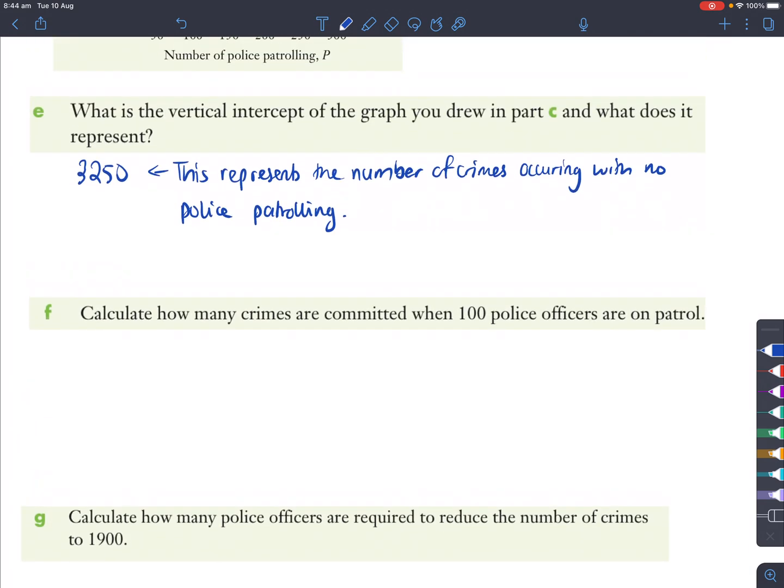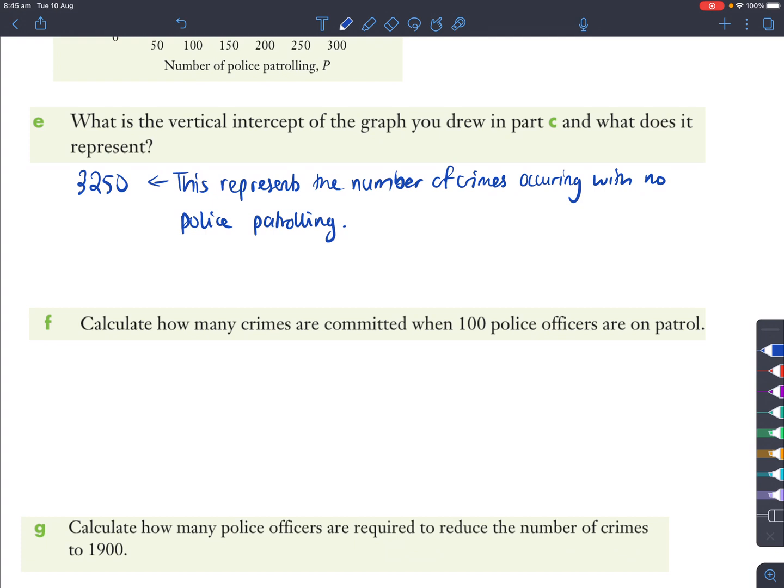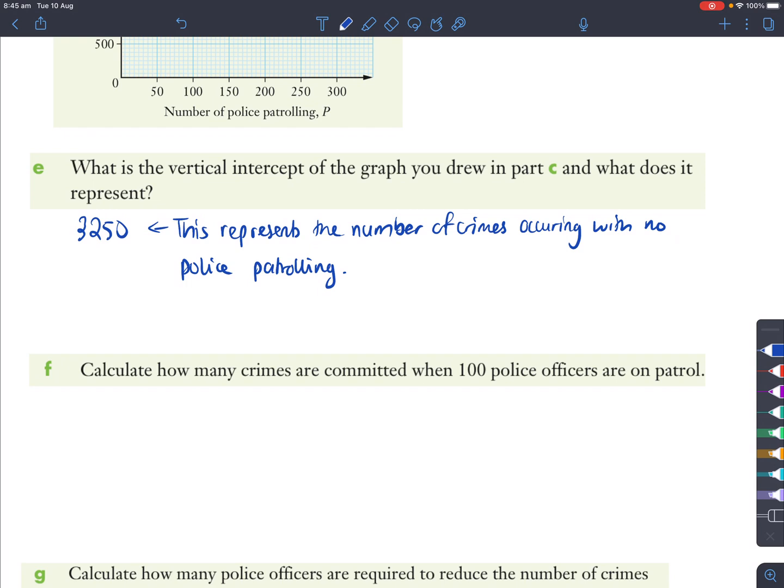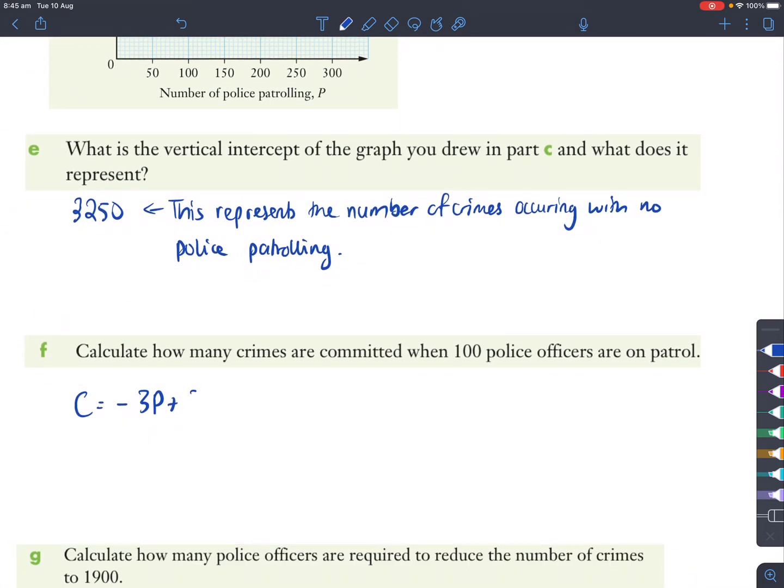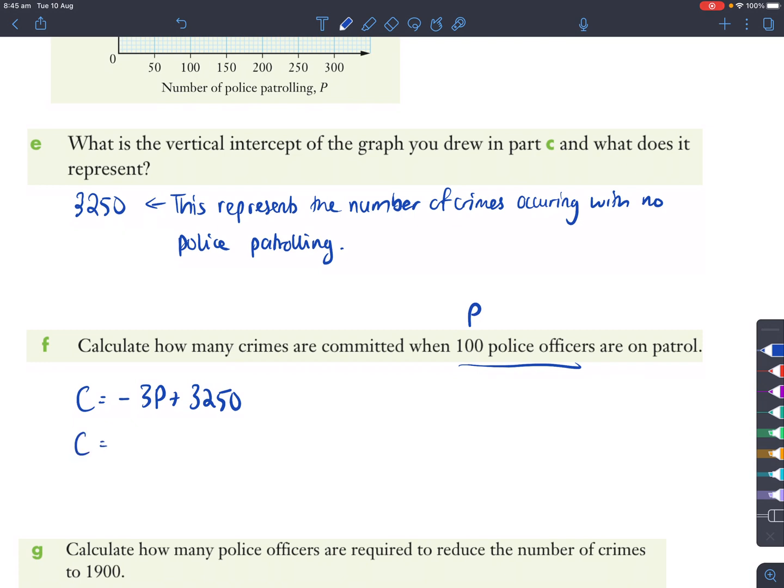Question F. Calculate how many crimes were committed when 100 police officers were on patrol. We know our formula given at the beginning of the question was this. So all we have to do is replace P, which is the number of policemen, by 100. Once we substitute that in, we get C as 2,950.